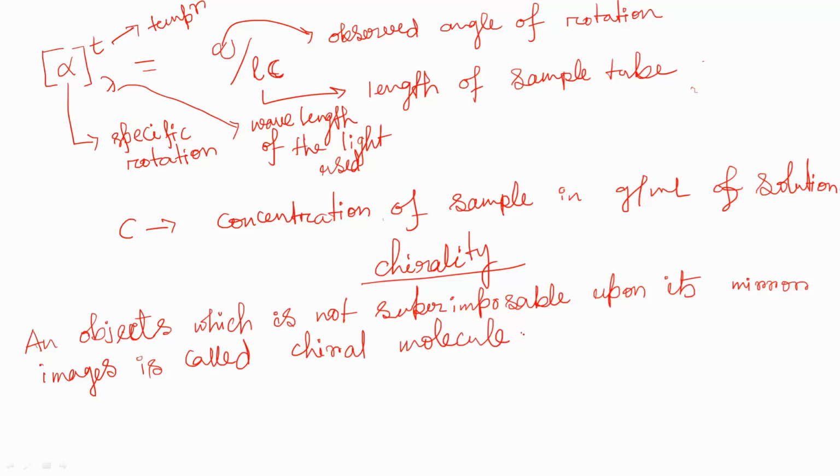Now we'll go to the example. The term asymmetric center and chiral center: three terms are used to designate a carbon atom bonded tetrahedrally to four different substituents in a chiral molecule: asymmetric atom, chiral center, or stereo center.